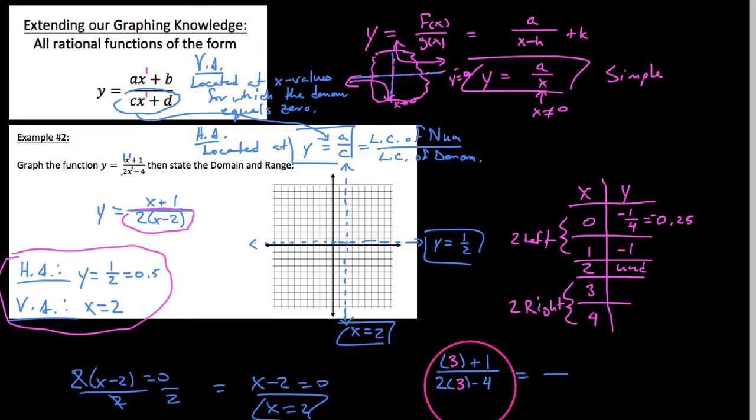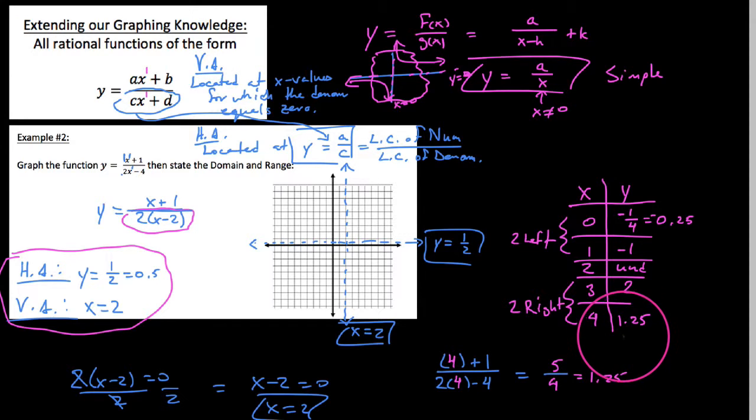If we plug in 3, 3 plus 1 is 4. 2 times 3 is 6 minus 4 is 2. So 4 over 2, or we could simplify this and say it's 2. And then the last one here, I'll plug in 4. This would get 5, and then 2 times 4 would be 8, 8 minus 4 is 4. So we get 1.25.